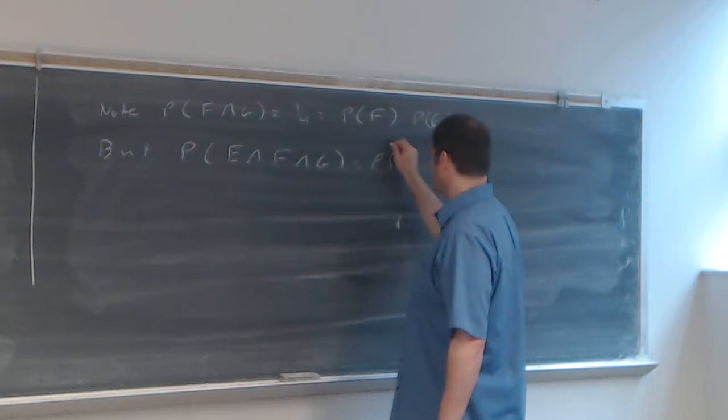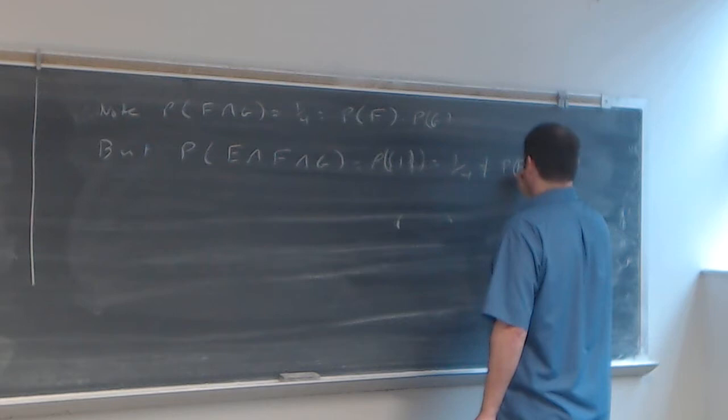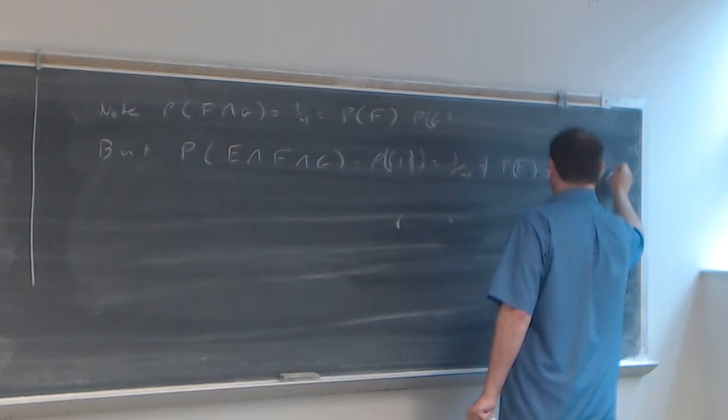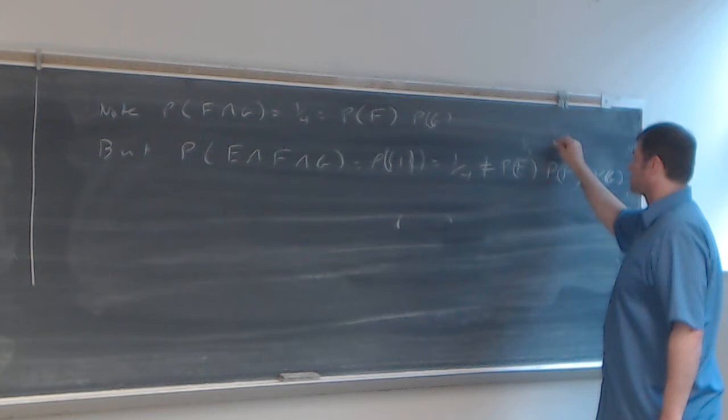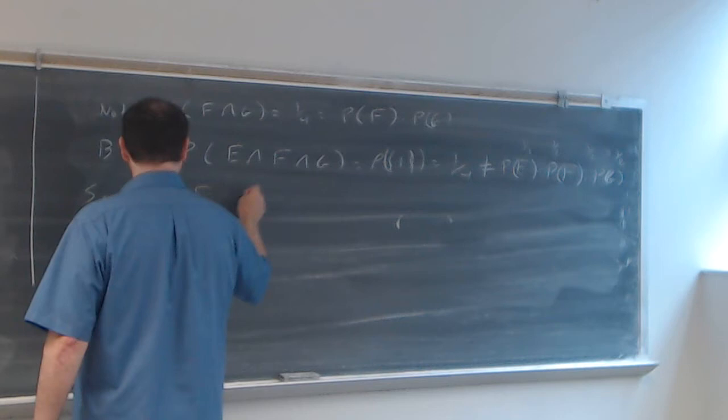And that's equal to 1/4. That does not equal the probability of E times the probability of F times the probability of G, because this is 1/2 times 1/2 times 1/2, which equals 1/8. So right there we see E, F, and G are not independent.